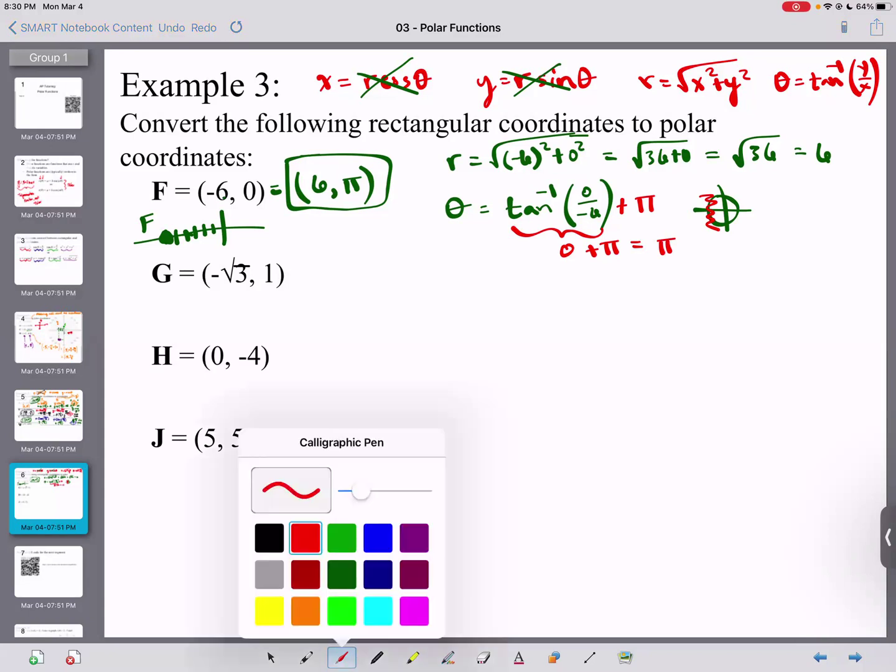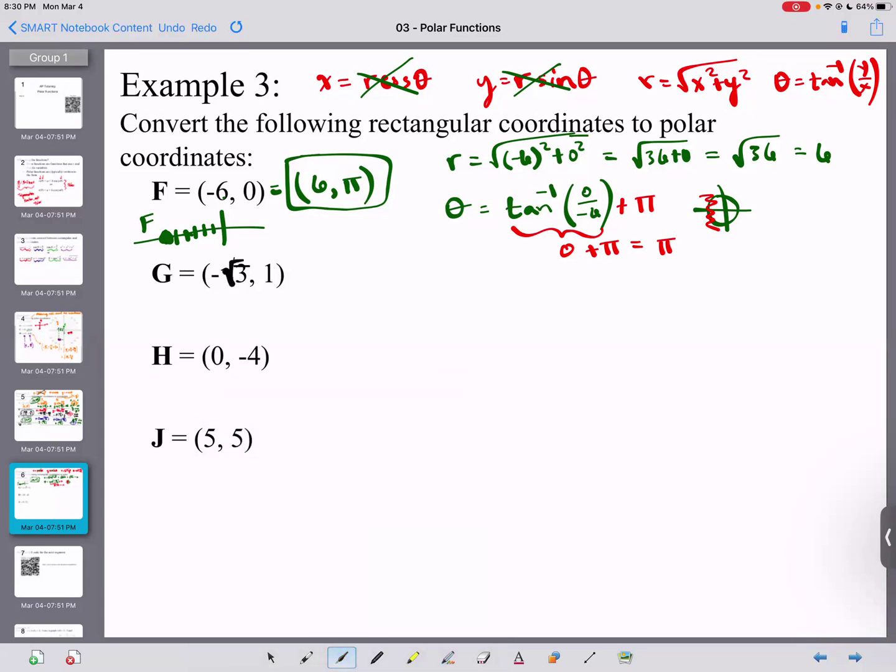Okay, it looks like I have some type of formatting error here, switching over to my iPad. That's supposed to be a negative square root of 3, 1. So if we thought about this one, we're going left and then up. So we're somewhere in the second quadrant. That's where that point would be. So let's figure out what this value would be. It'd be r equals the square root of negative square root 3 squared plus 1 squared.